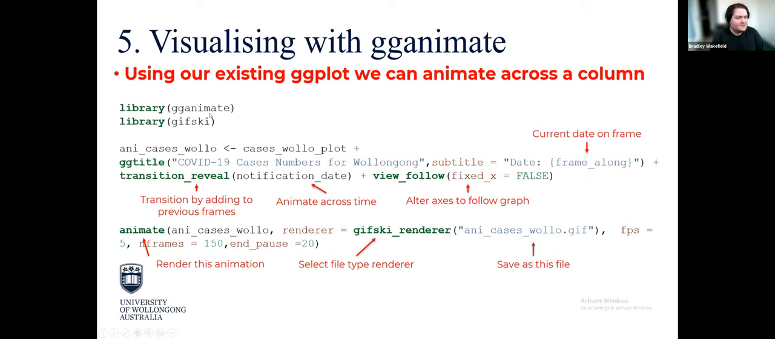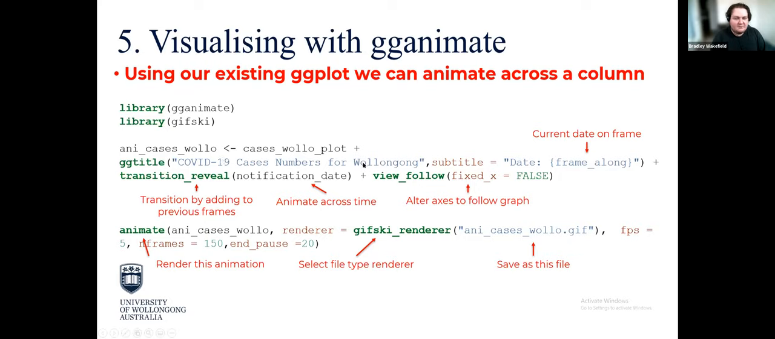package. I'm also loading this gifski package, which is a GIF renderer that allows us to save our resulting animation in a GIF format. But all I have to do is take my cases line plot that I already created with ggplot. I'm going to change the title now to reflect that we are changing. We're going to be looking at an animation, so it's going to change across days.